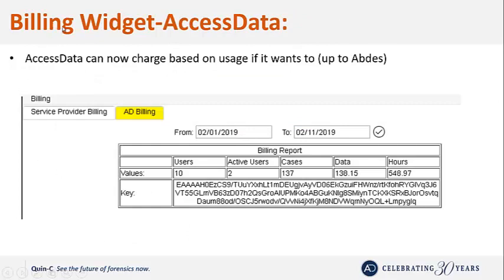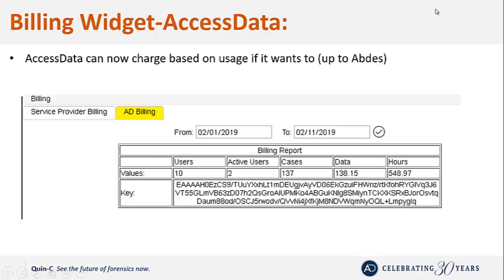This is the Access Data tab of the billing widget. If you've already purchased Quin-C, this is probably irrelevant to you. But this introduces new, flexible billing capability if that's something you as a customer want.